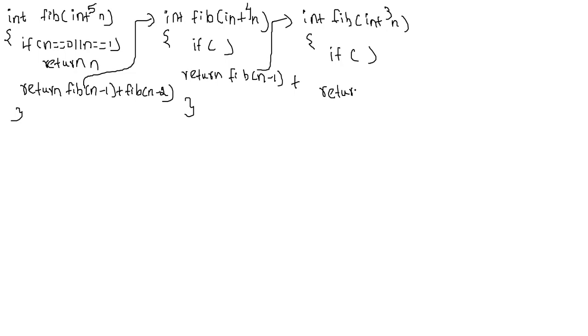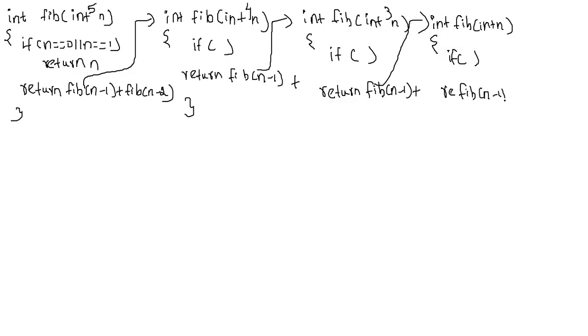Return fib of n minus 1 plus, still will wait here. So from here I am calling the recursive call, because n minus 1, n value is 3, 3 minus 1 is 2. int fib of int n. So here check if condition. If condition is not true, so I'll give return fib of n minus 1 plus.